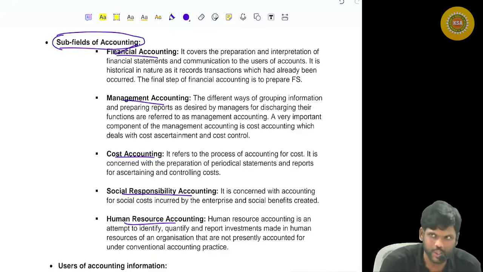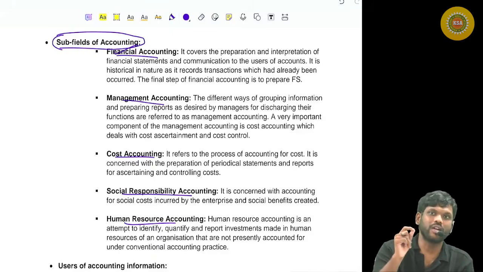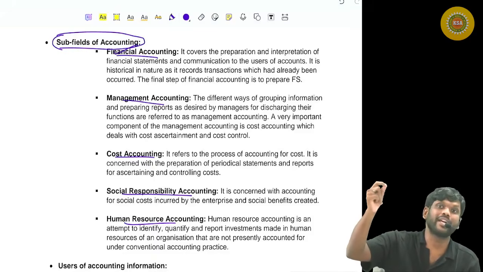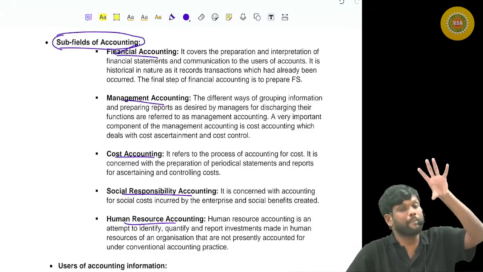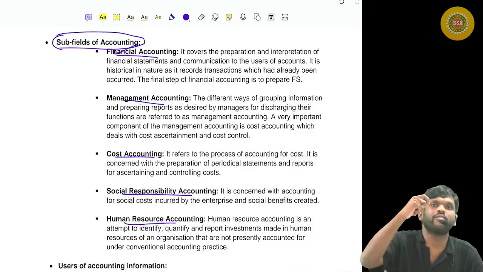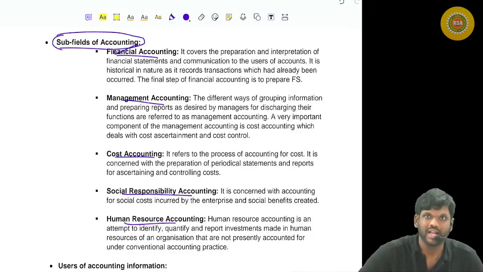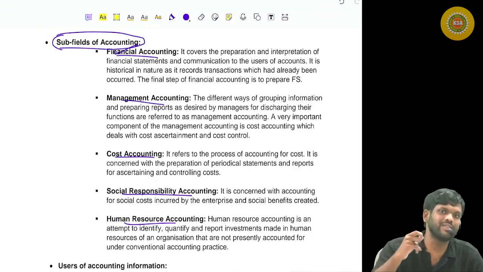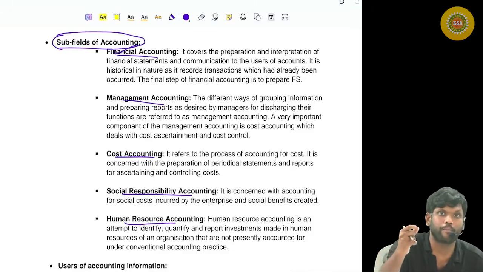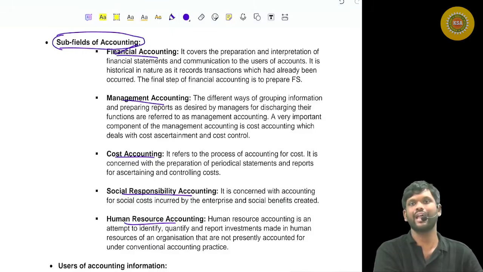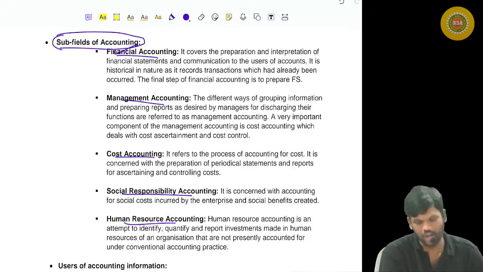So then what is management accounting? Management accounting helps in preparation of reports that need to be submitted to the internal management, those inside the company who will take decisions. Whatever financial reports you prepare for them, that process is called management accounting. Then there is cost accounting, which is mainly concerned with calculation of the cost of a product or service.